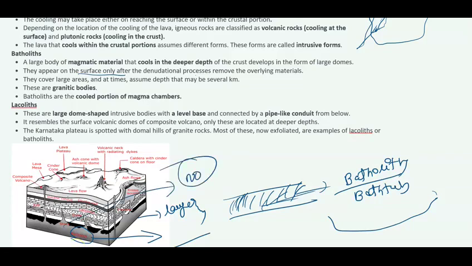Okay. These are called granitic bodies. After some point of time, they become granite. These batholiths become granite after some point of time. And this is because of these cooled chambers. When we go down, the pressure and temperature change, and this becomes a cooled chamber.